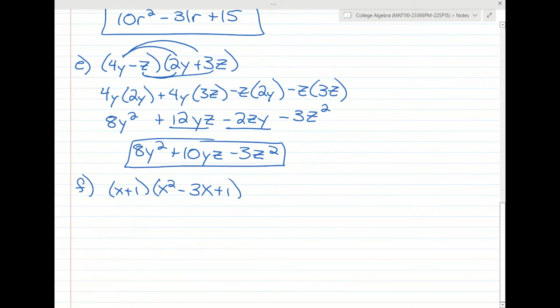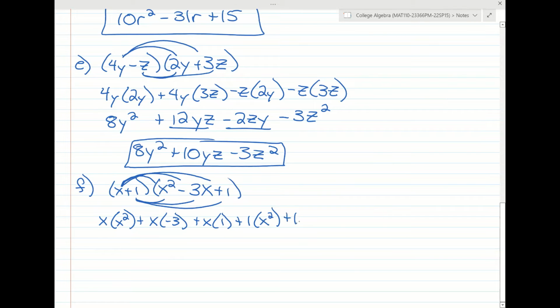So we can't FOIL this because we have a binomial times a trinomial, but we will be doing the same thing. We're going to multiply x times everything, and then we're going to multiply 1 times everything. Everything in the first parentheses gets multiplied by everything in the second parentheses. So we're going to do x times x squared plus x times negative 3x plus x times 1 plus 1 times x squared plus 1 times negative 3x plus 1 times 1.